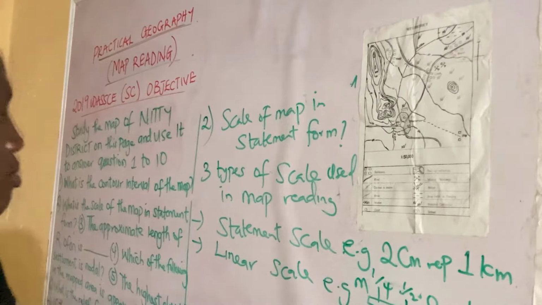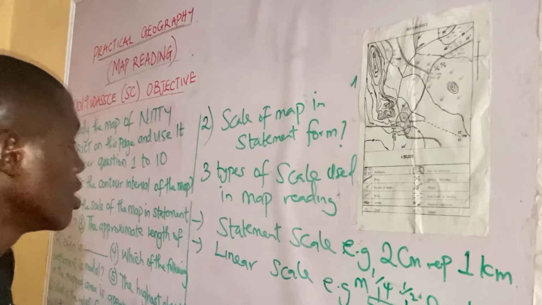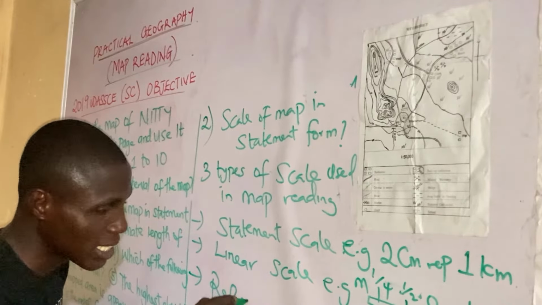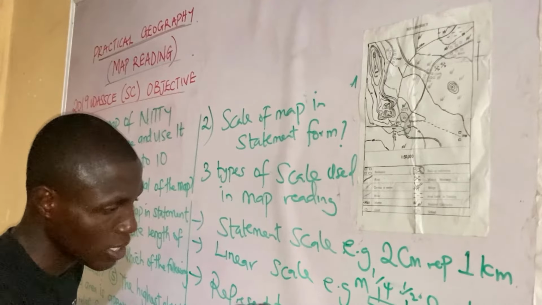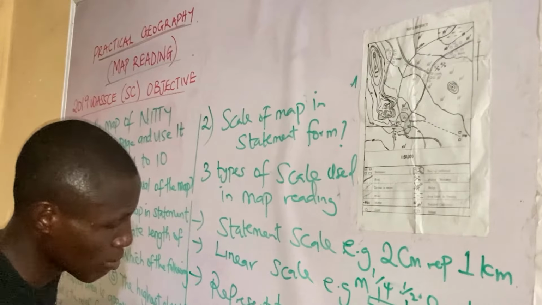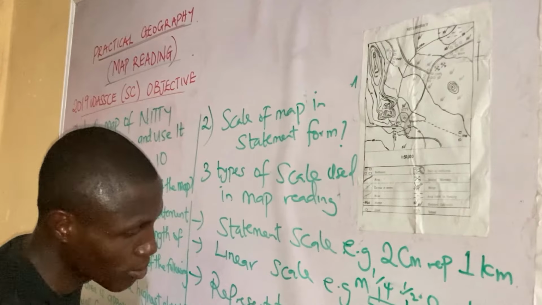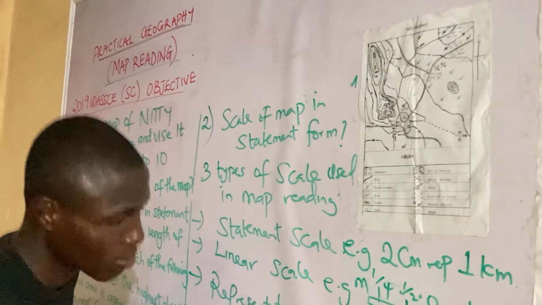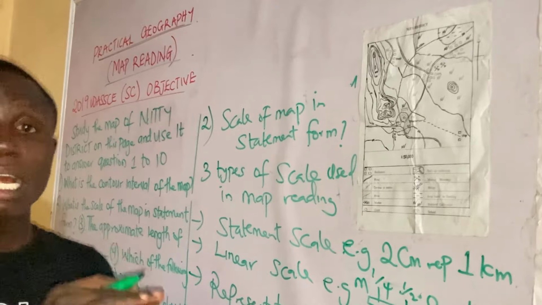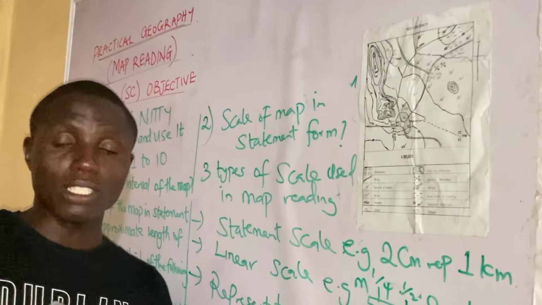So we are now told, the last one before we go into the question that we are solving, is that we still have a representative fraction, which is a third type of scale. The third type of scale that we have is a representative fraction, RF. Don't forget, number one is statement scale. Number two is linear scale. Number three is representative fraction.